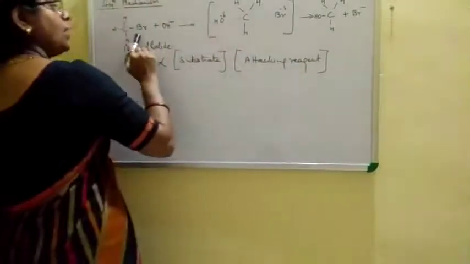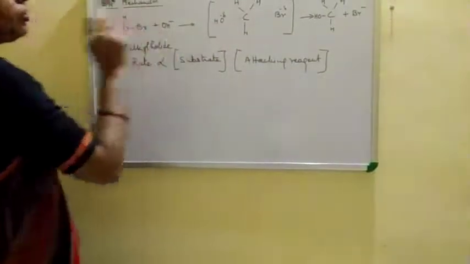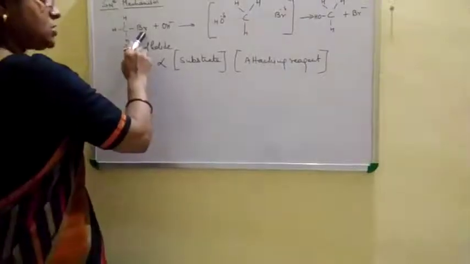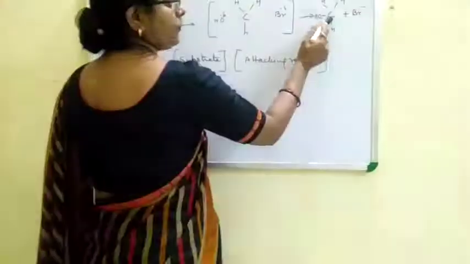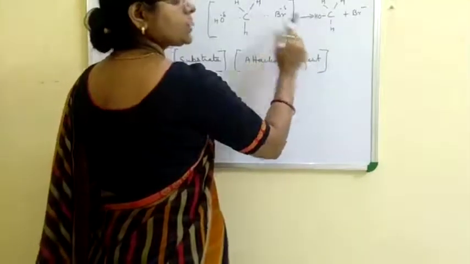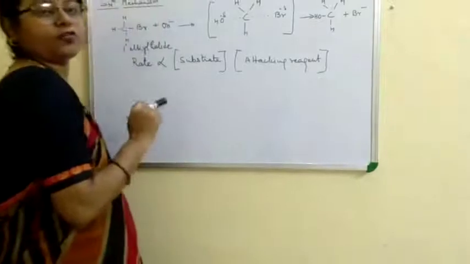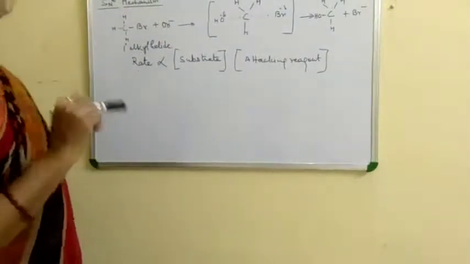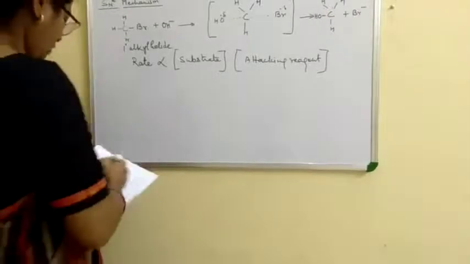Here you can see that the inversion of configuration takes place. Here the bromine group is attached. Now the hydroxyl group is attached on the opposite side. So inversion of configuration takes place. This inversion is known as Walden inversion.